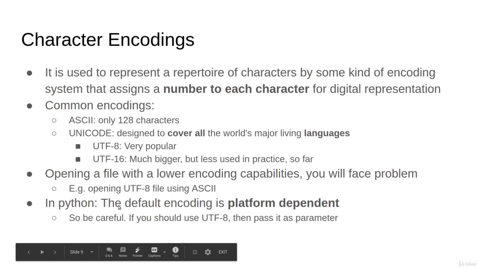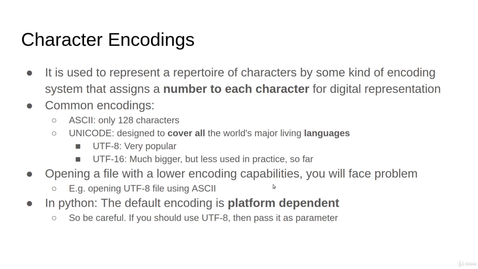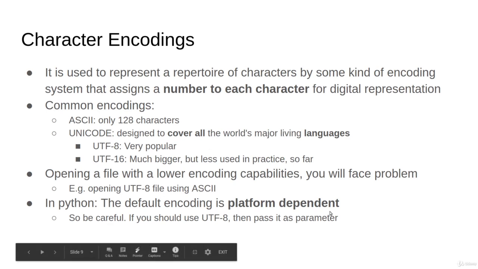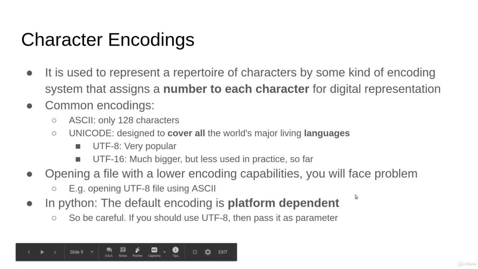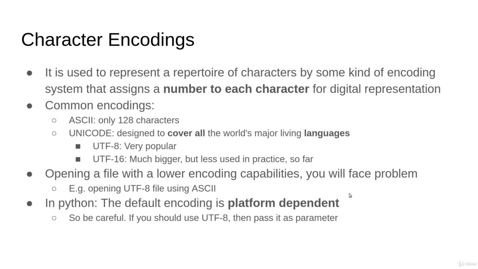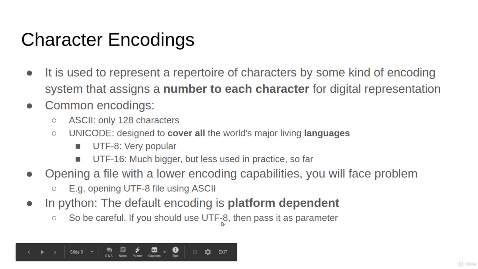One more piece of information: if you try to open a file with lower encoding capabilities, you will face a problem. For example, let's say a file is written with a lot of math equations and a lot of symbols from the Russian language. If you try to open it with ASCII encoding, it will fail because ASCII recognizes only 128 characters. It varies from one programming language to another. For example, in Python, the default encoding is platform dependent, so be careful about that. Generally speaking, if you would like to open a file with UTF-8 encoding, open it with UTF-8 encoding explicitly.